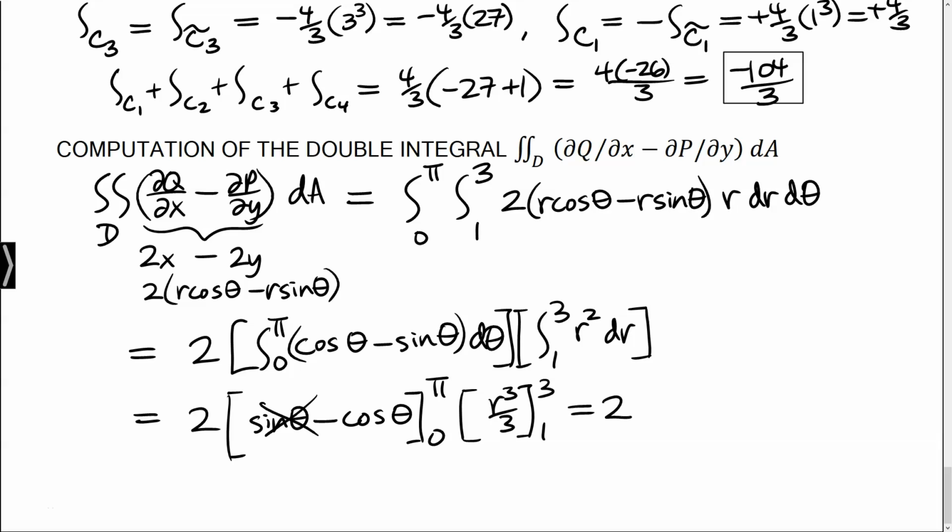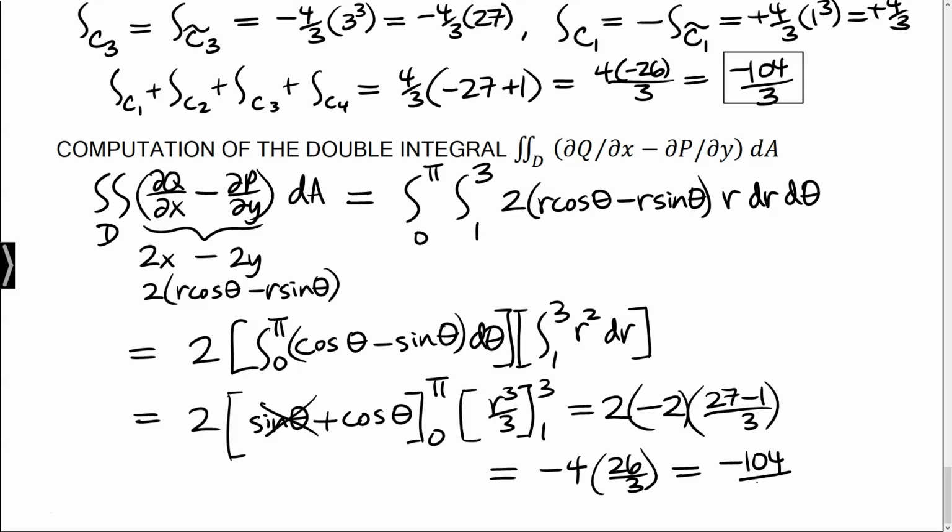So, we're going to get 2 times, this ends up being, sorry, this should be positive here. This ends up being a -2, and then we've got 27 minus 1 over 3, so we get the same -4 times 26 over 3, so the same -104 over 3. Okay, so that's a couple of examples verifying Green's theorem. We're going to look at some more examples later, and then we'll see later that this is, again, just a particular case of Stokes' theorem, which is kind of a surface integral version of this.